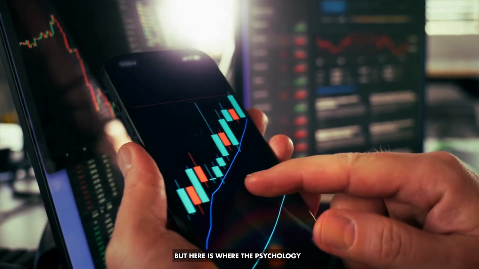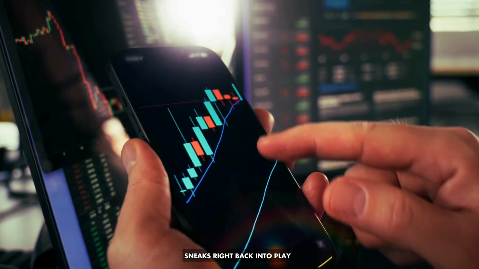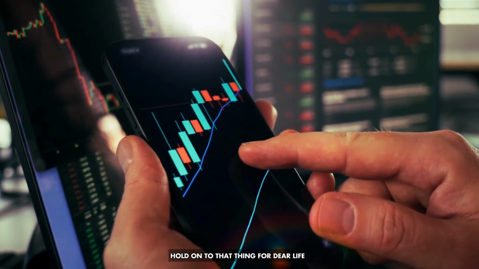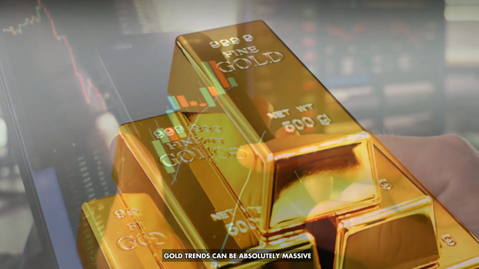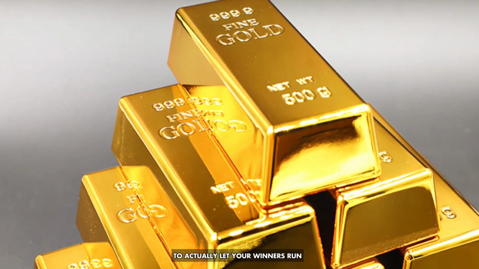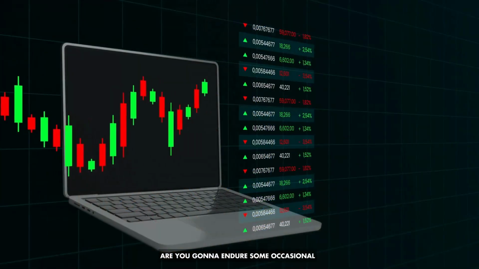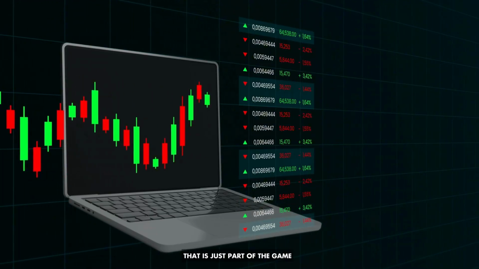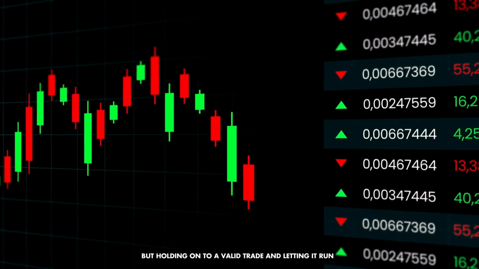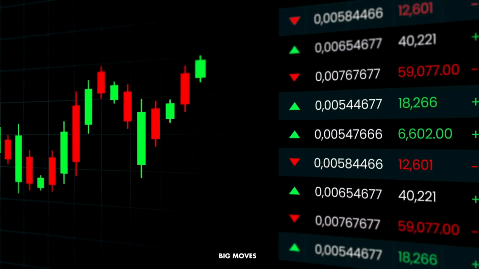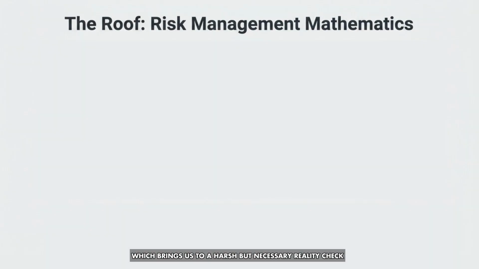But here is where the psychology sneaks right back into play. As our source material beautifully puts it, if you catch a winner, hold on to that thing for dear life. Gold trends can be absolutely massive, meaning you need the psychological endurance to actually let your winners run. Are you going to endure some occasional, really annoying stop-outs along the way? Oh, for sure, that is just part of the game. But holding on to a valid trade and letting it run is exactly how you capture those life-changing big moves.